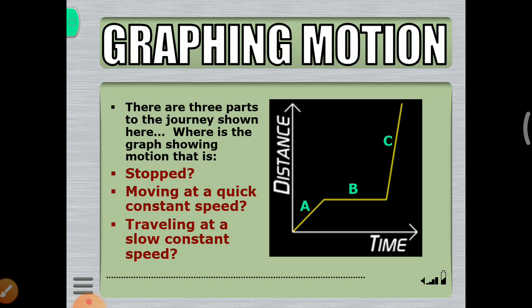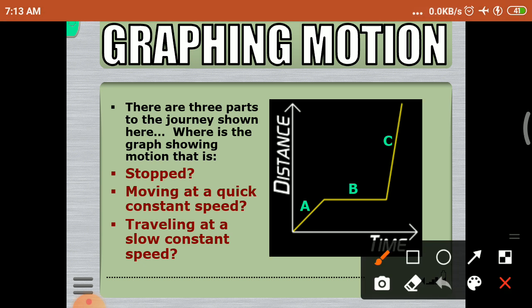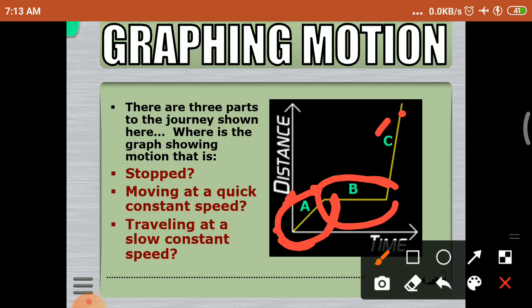And look at this graph. There are three parts to the journey shown here. It is a graph showing motion that is stopped, moving at a quick constant speed, and traveling at a slow constant speed. Here I have shown the three types of line. One is this, another one is this, and the third one is this. Three types of lines are shown here.